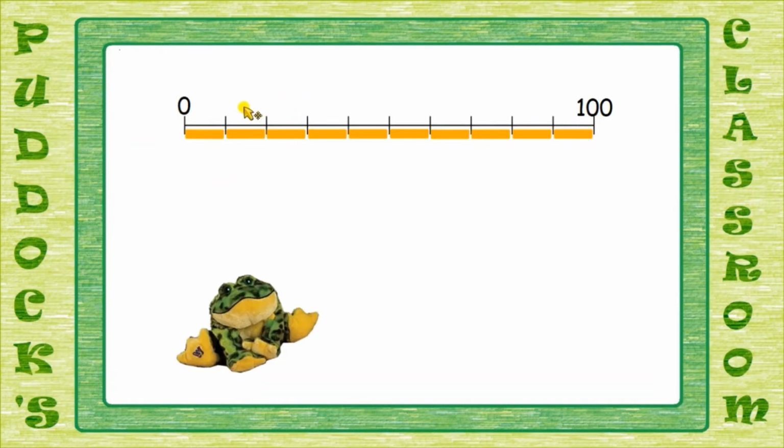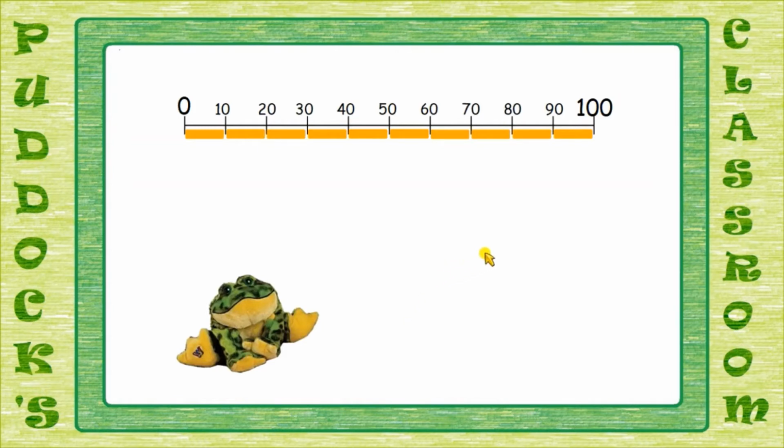Let's have a look at how that works. So when we are jumping, we will go 10, 20, 30, 40, 50, 60, 70, 80, 90, and 100. So we've managed to work out what all those positions are. So hopefully now, when it comes to working out numbers on a number line, we should be able to work it out.